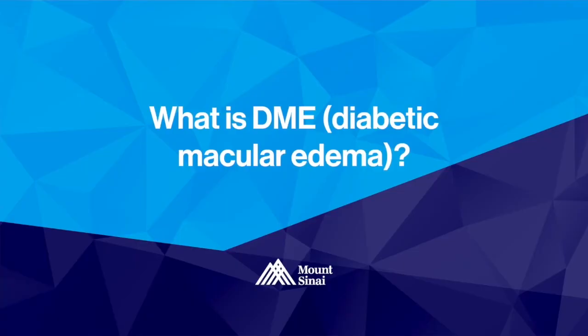What is DME? DME stands for diabetic macular edema. Those are medical terms, but it's very simple. The retina, which is the thing we've been focusing on in this talk, is like the camera film of the eye. Just like we have the lens, the camera film of the eye is very important. But the center part of it is where all the light focuses, where all of your vision is.